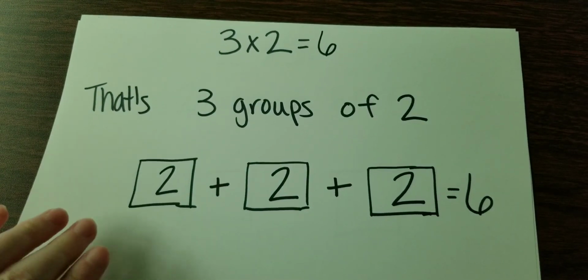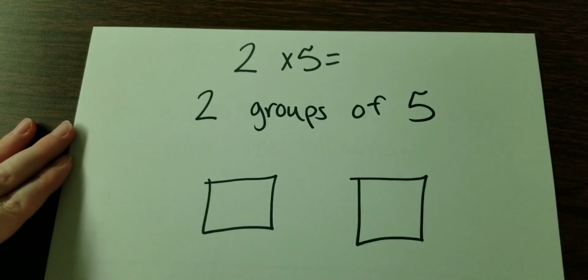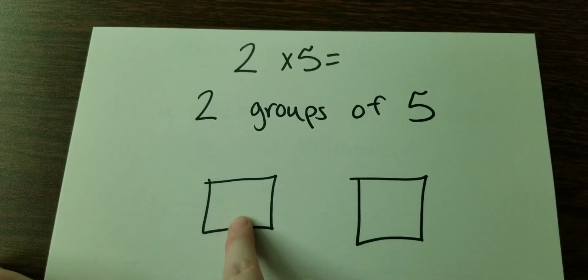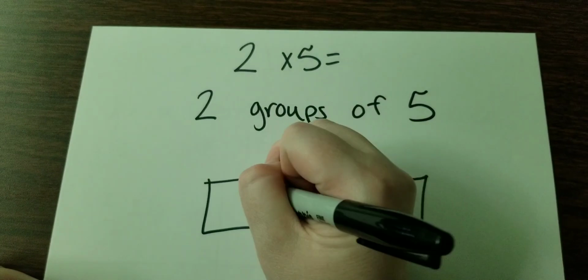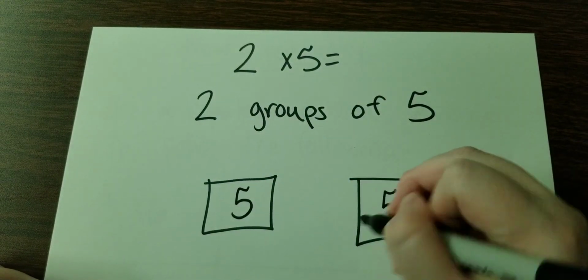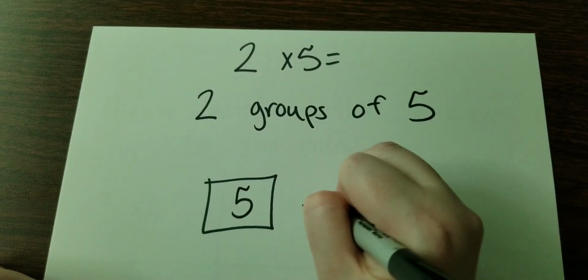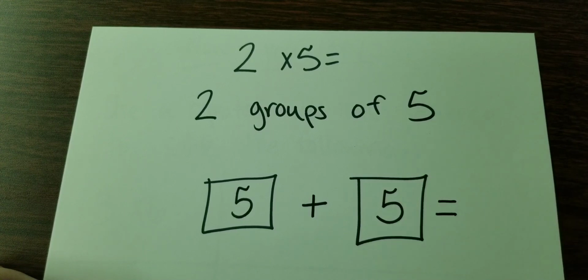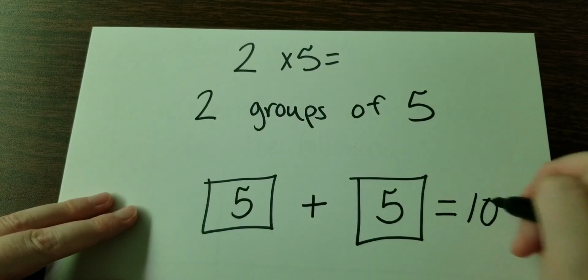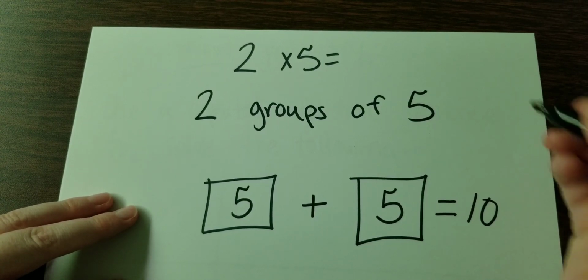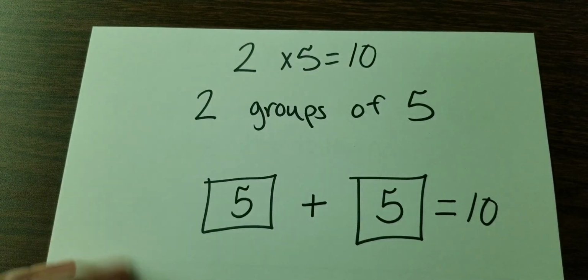Let's work a little more on this. Here's 2 groups of 5. I have my 2 groups. Now what will I put inside? You're right, 2 groups of 5. So how can I solve this using repeated addition? I simply add my 2 groups of 5. What's 5 plus 5? 10. If 5 plus 5 is 10, then 2 times 5 is 10.